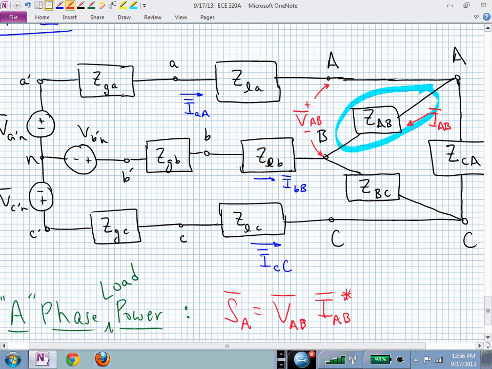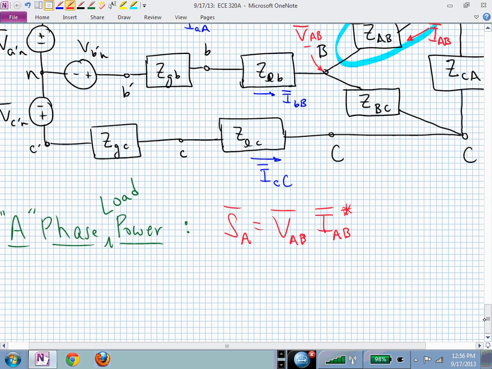Is it clear what we're pulling into this? In this formula then, V sub AB, we just said that was the phase voltage, but that's also equal to the line-to-line voltage. Now do you see how you could really get confused if you're not paying attention? Because that's not the same as the phase voltage in the previous problem.